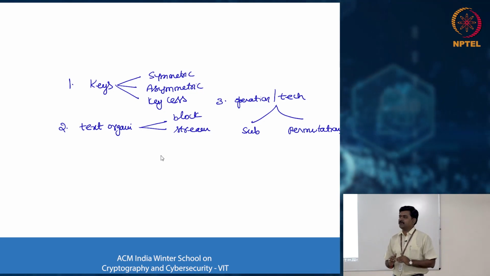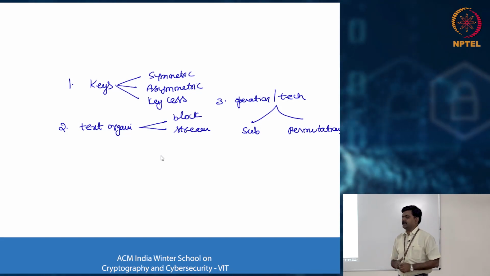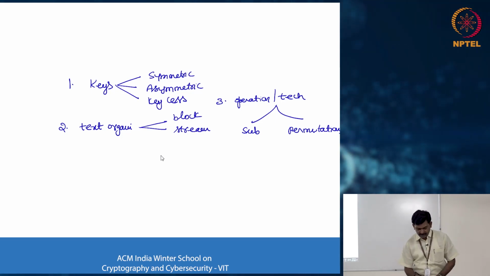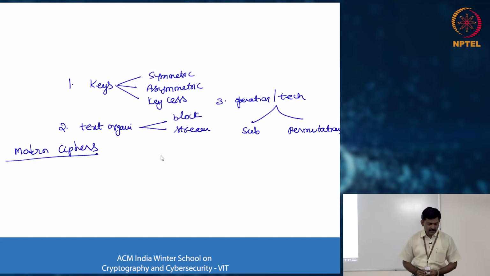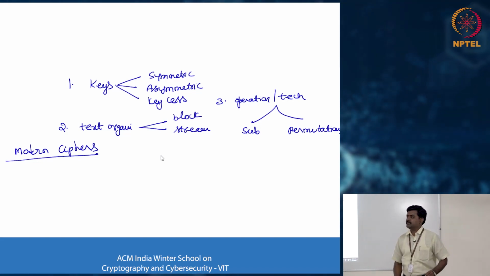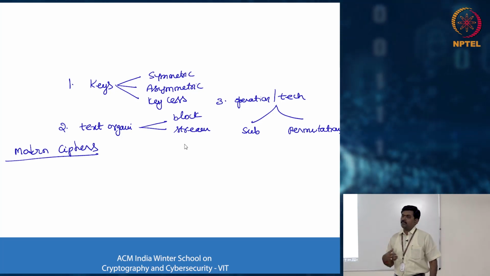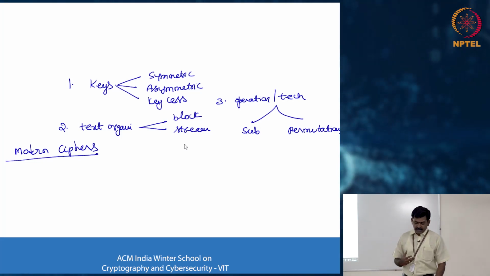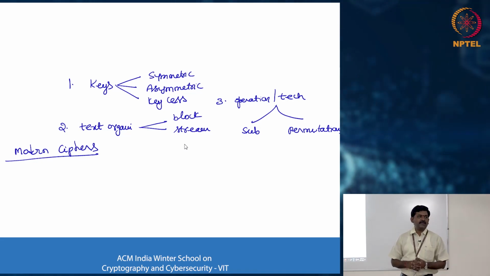But when we concluded the previous session, we said these are all classical ciphers. Our focus is on the modern ciphers. All the modern ciphers we are dealing with follow both block and stream. They also follow the substitution operation and the permutation operation. You can't rely on only one operation.